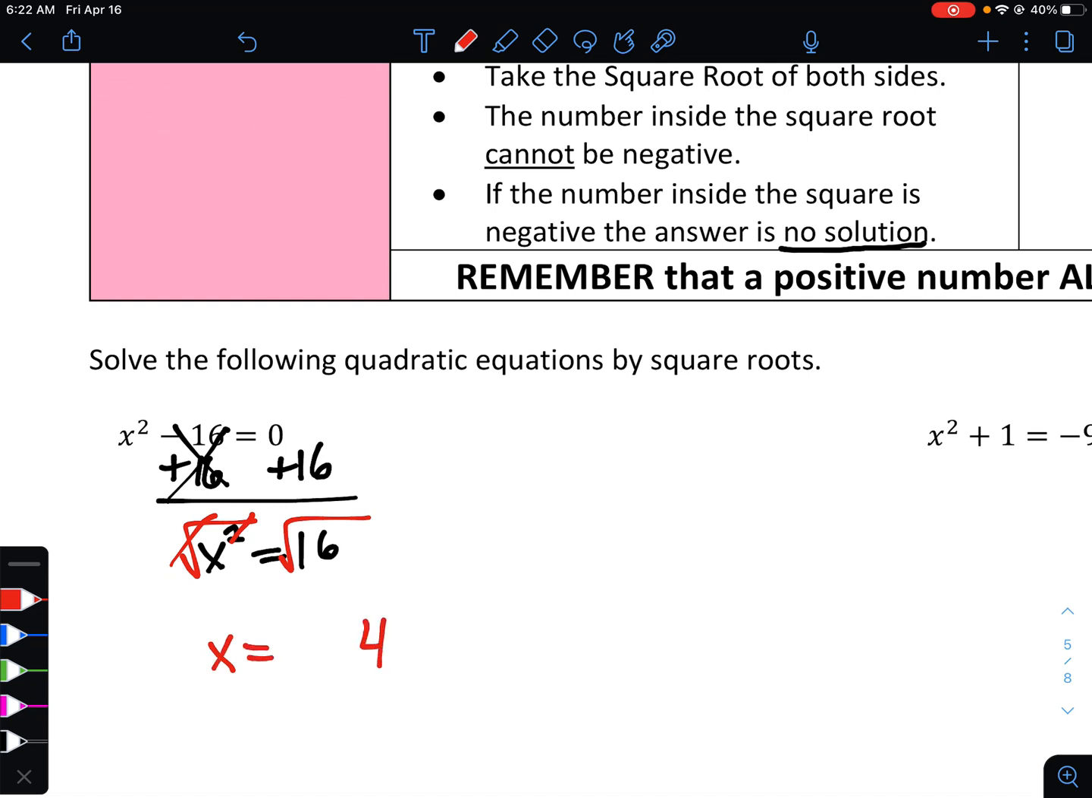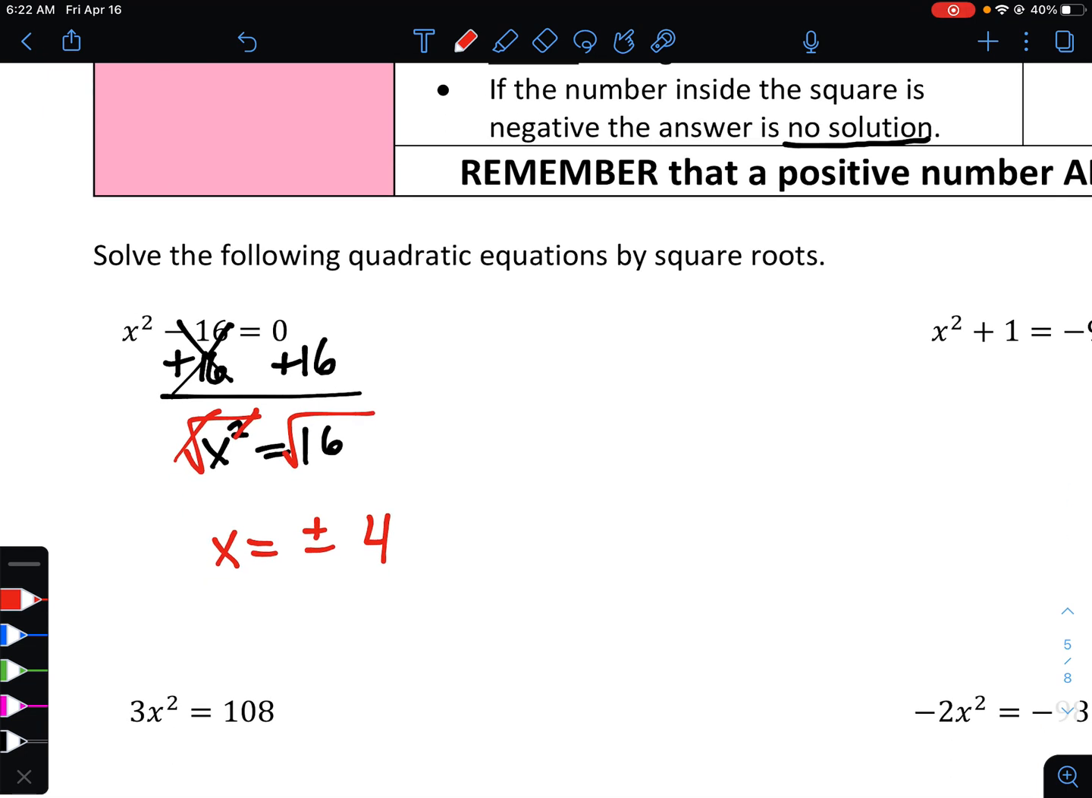The square root of 16 is positive 4. But remember that both positive and negative 4 are your answers. And then don't forget that you can also list those separately and say x equals 4 and x equals negative 4.